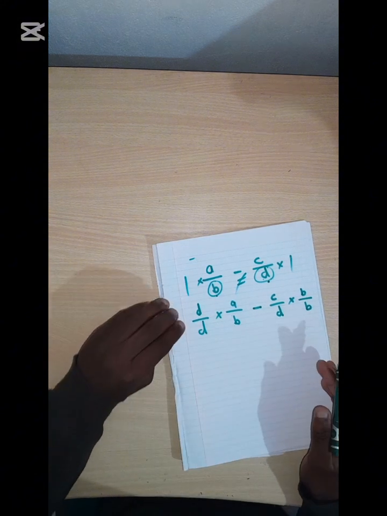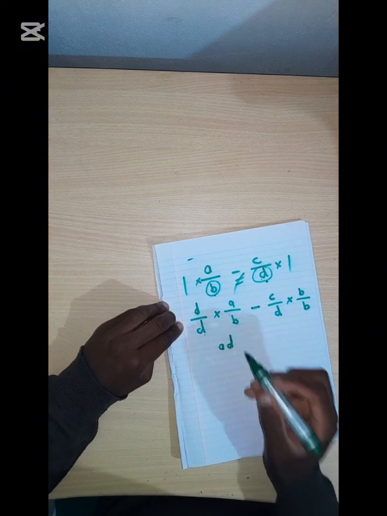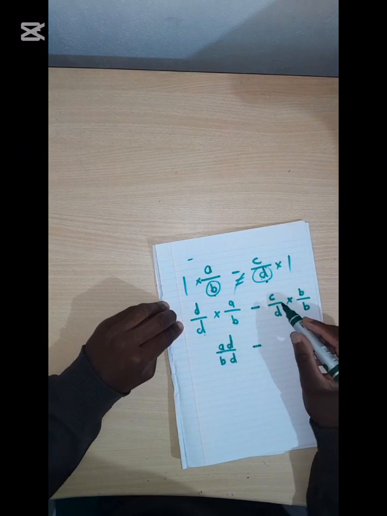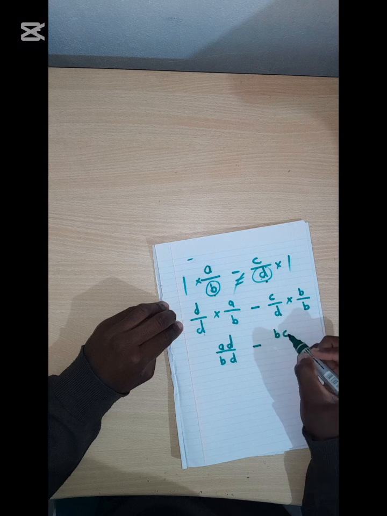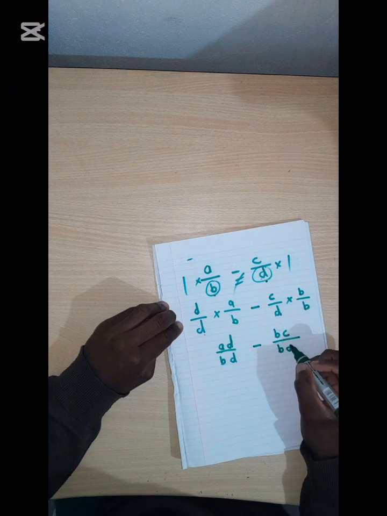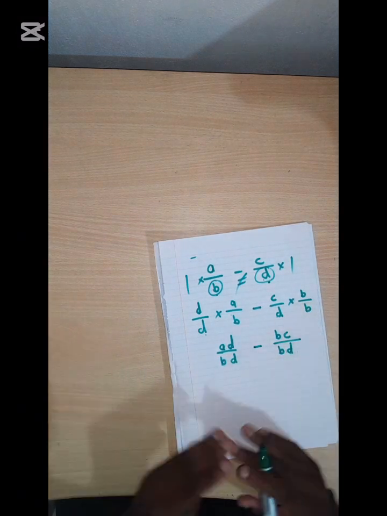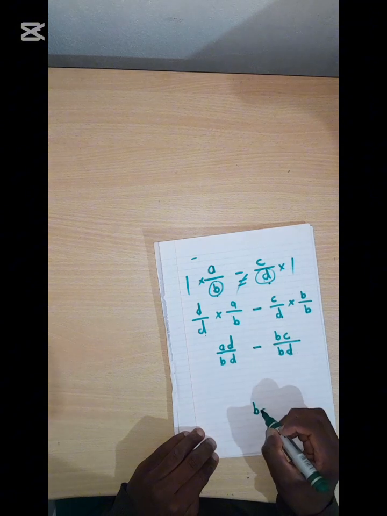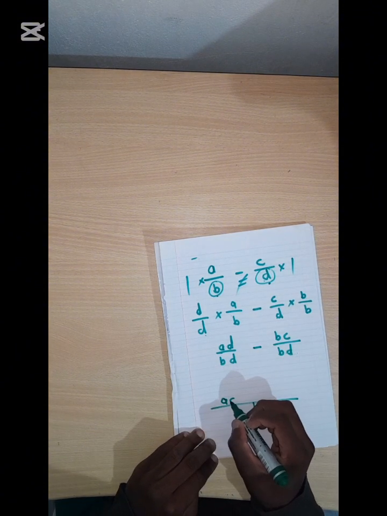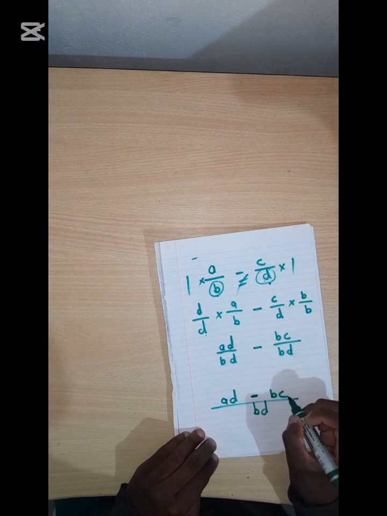Then, back to the laws of multiplication, D times A is AD, D times B is BD, minus C times B is BC over D times B is BD. Now, since the denominators are now the same, we can bring down one denominator, BD, and include both numerators. You have AD, the sign of operation, minus BC.